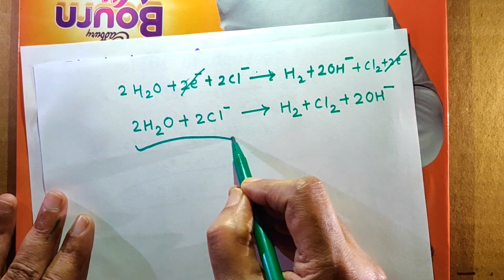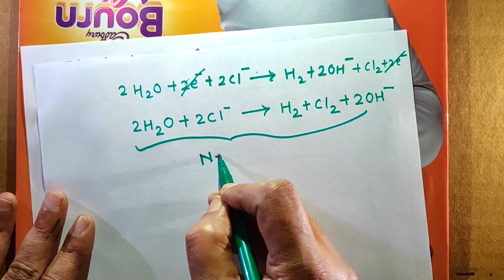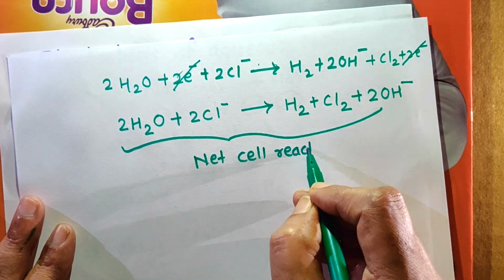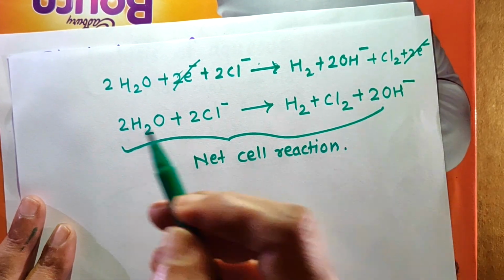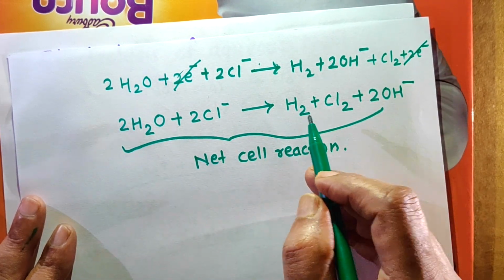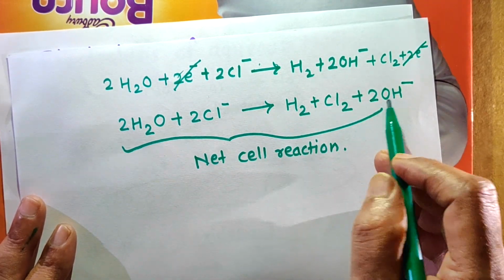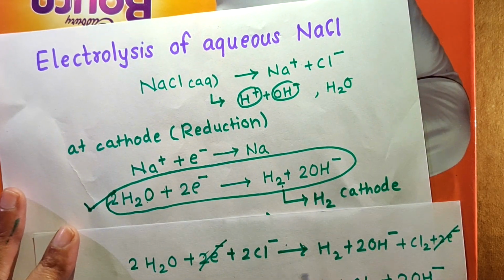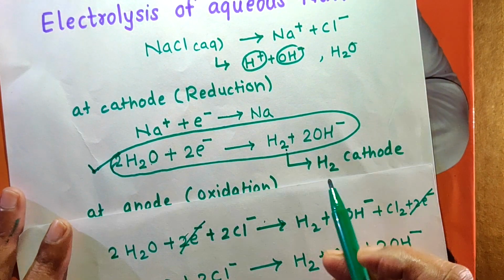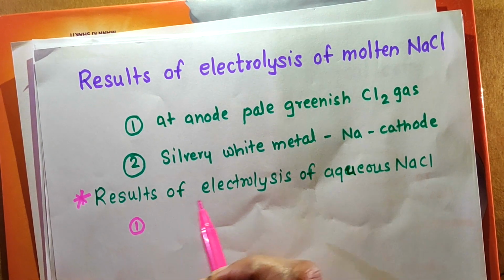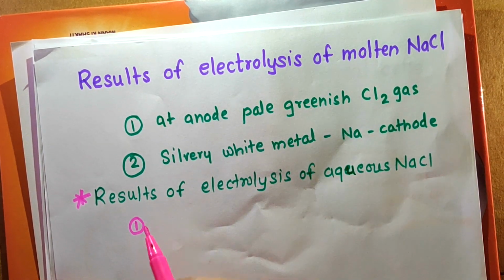This is called as net cell reaction, and the net cell reaction in the electrolysis of aqueous NaCl is twice H2O plus twice Cl minus gives H2 plus Cl2 plus 2OH minus. That is, in aqueous NaCl we can obtain hydrogen gas at cathode and chlorine gas at anode. So what is the result of electrolysis of aqueous NaCl?